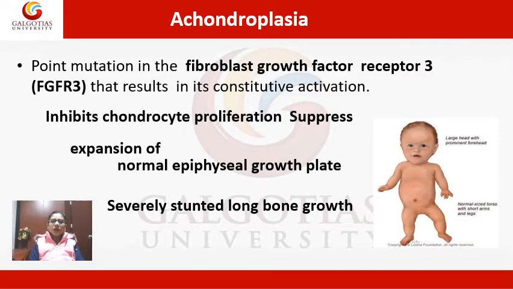Next you can see achondroplasia. In this baby you can see the bow leg. The bone is not straight, the bone is not healthy. Because of that, the bone has been bowed, the bone has been bent.